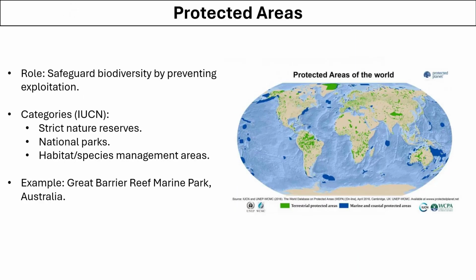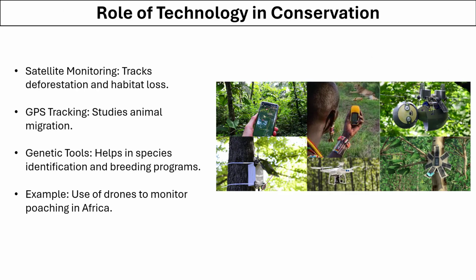Protected areas are the attempts made by central agencies for safeguarding biodiversity by preventing exploitation. The categories involved are strict nature reserves, national parks, and habitat and species management areas, for example, the Great Barrier Reef Marine Park in Australia. Technology has proven to be tremendously helpful in the attempts of conserving different biodiversities.